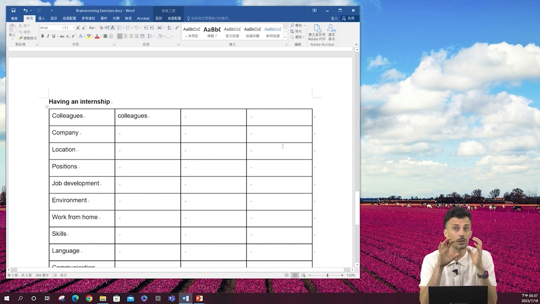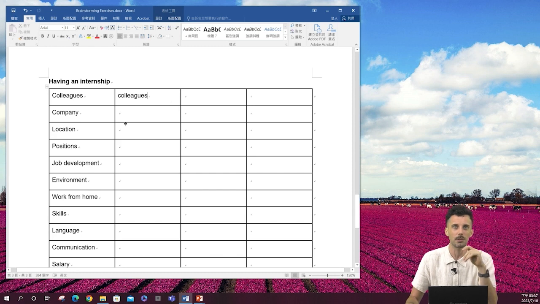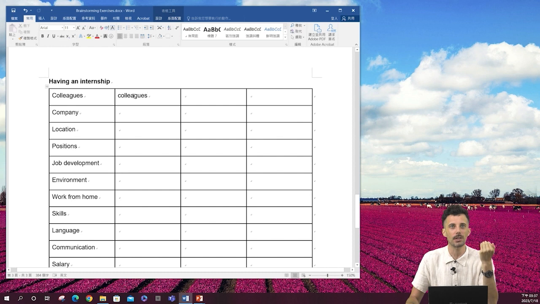Our goal is to group the words together, but we're not going to scroll through and just pick a bunch of words and put them into one column and a bunch of words in another column. It doesn't really work that way. So you have to think, okay, do these words go together? Colleagues and company, do those go together? Maybe not. Maybe company might go to the second one.